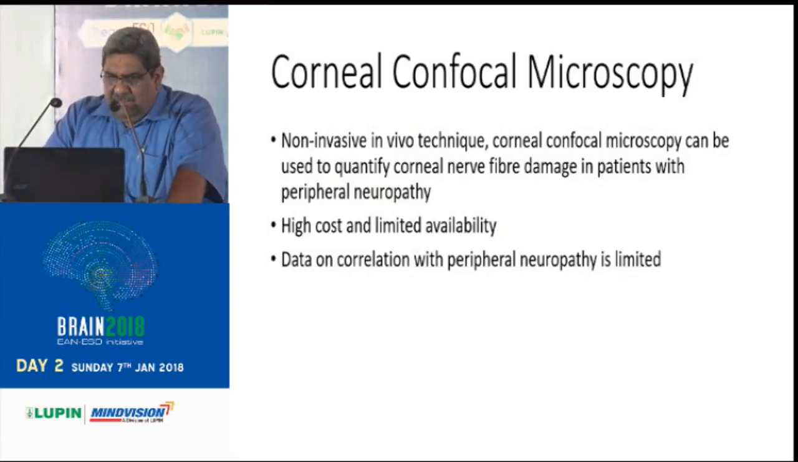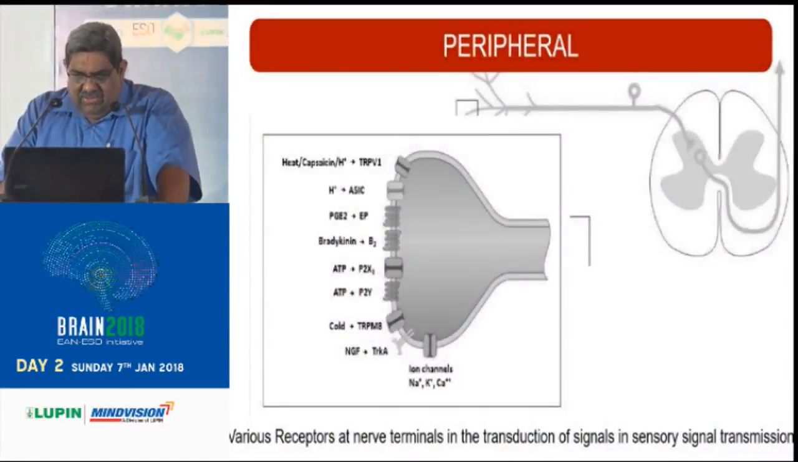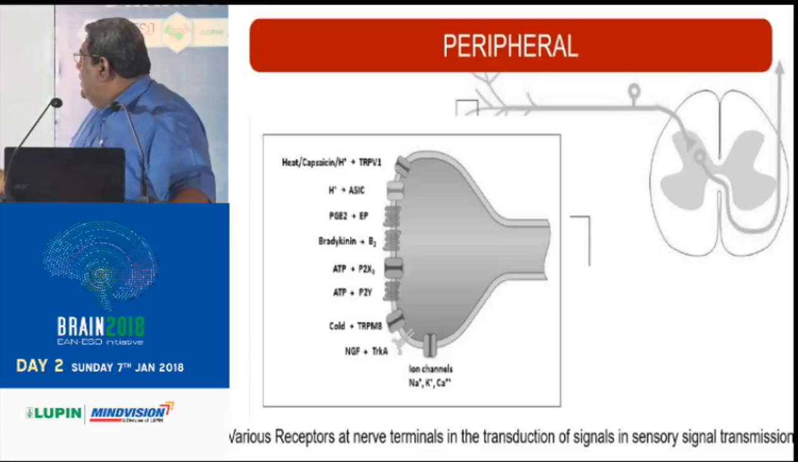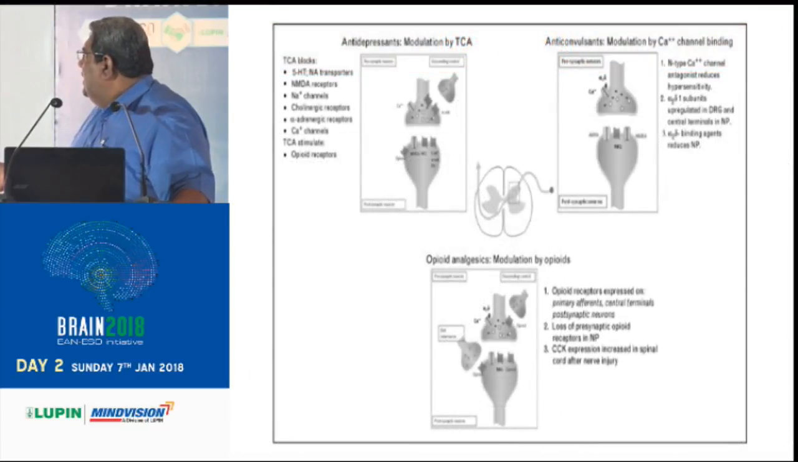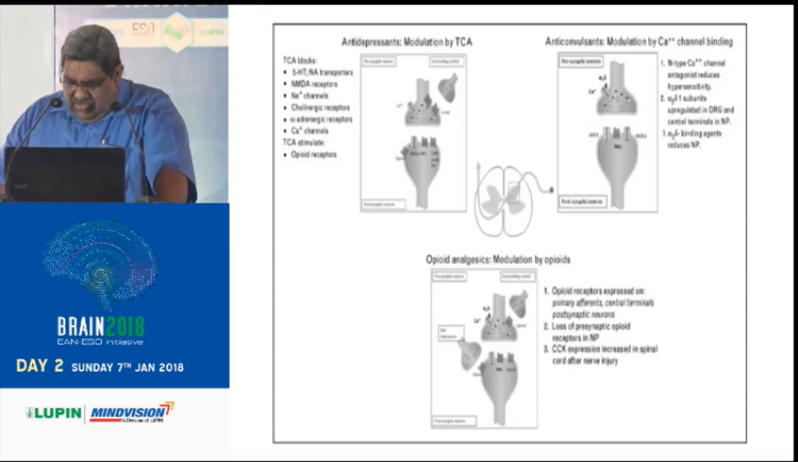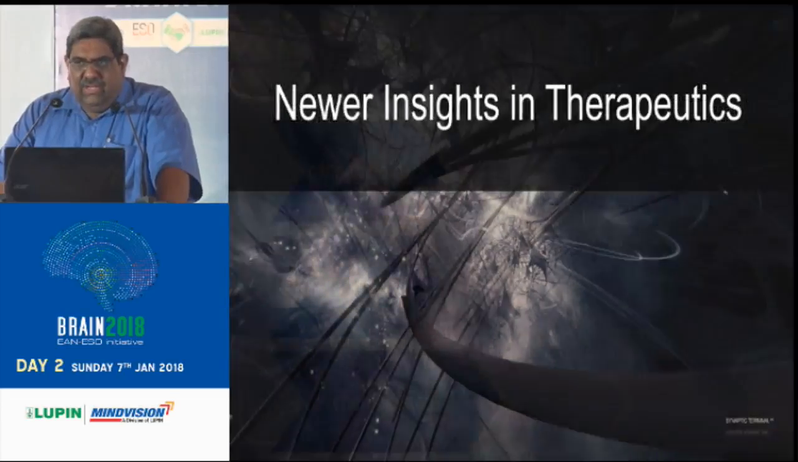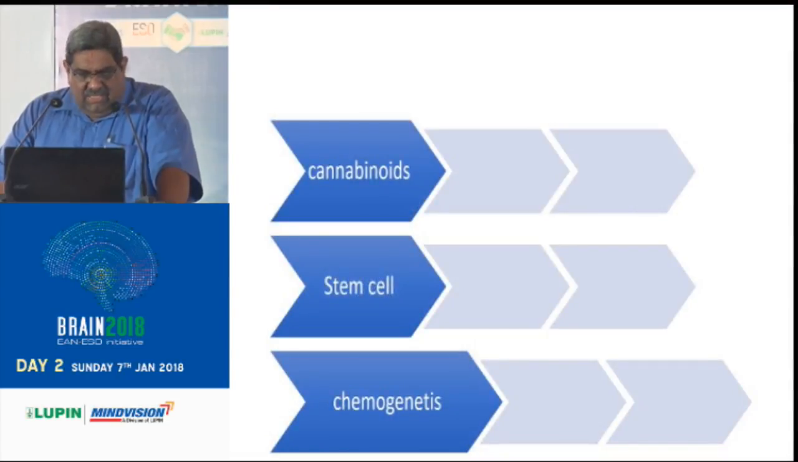Coming to therapeutics, the various receptors of the nerve terminals which I told you about: the tricyclic antidepressants act at various points, the anticonvulsants act here, and there is the modulation by opioids. These are the three big players right now. Pregabalin and gabapentin also come under the second group. But what is new in store is the cannabinoids, stem cells, and chemogenetics.